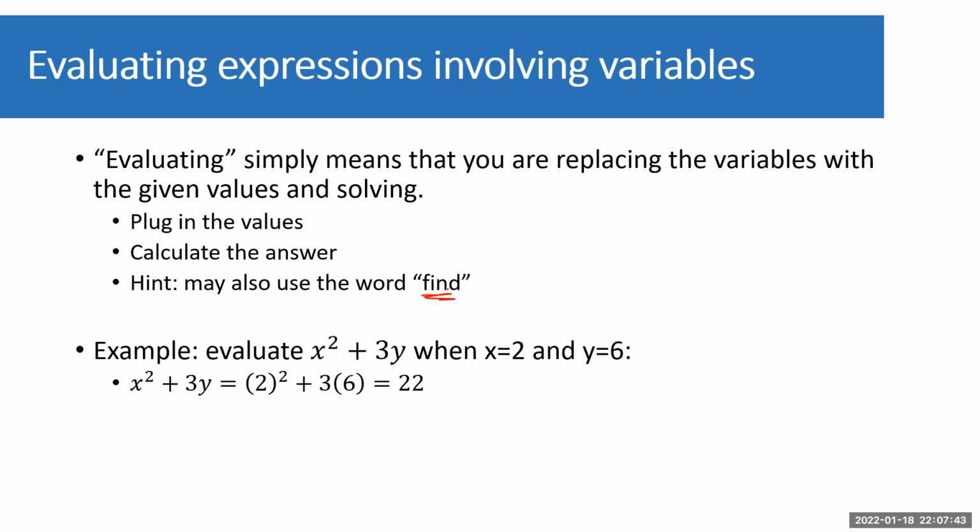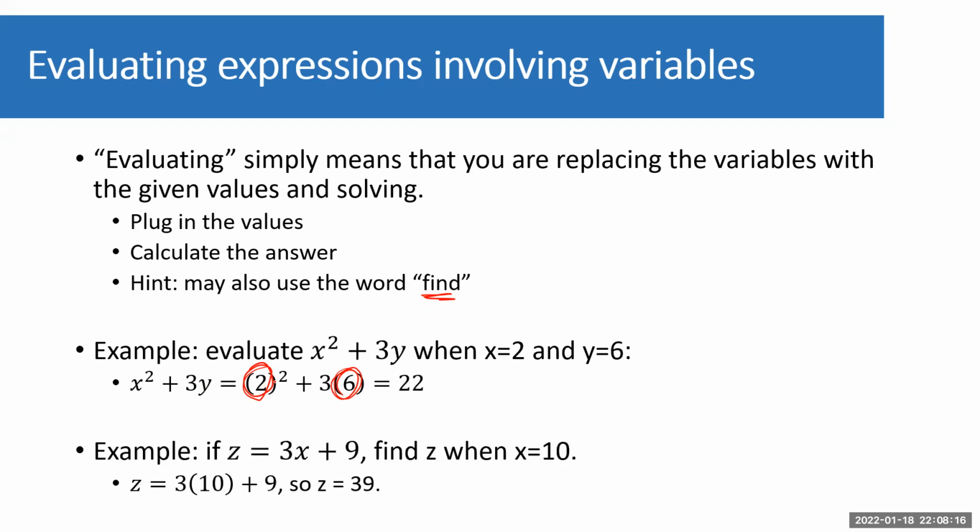For example, if they ask you to evaluate x squared plus 3y when x is 2 and y is 6, then x equals 2. Anywhere you see an x, you're going to plug 2 in. And anywhere you see a y, you're going to plug 6 in. And you're just going to solve. Plug this straight into your calculator and you should get 22. You can solve it by hand if you want to, too, especially if you're good with offhand math. 2 squared is going to be 4, plus 18 is going to give you 22.